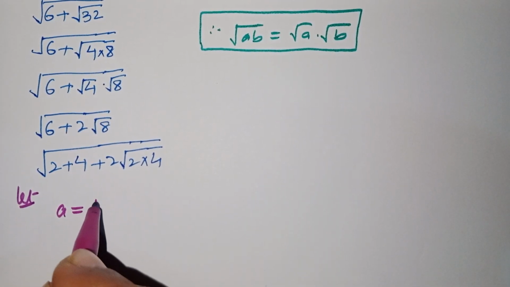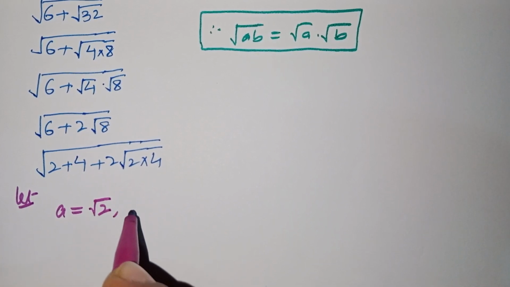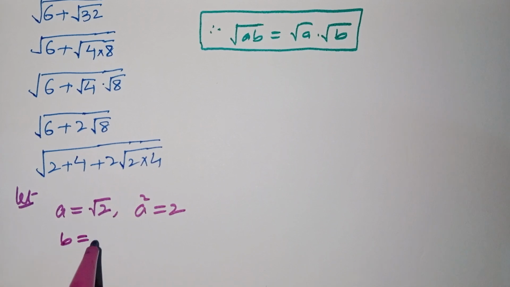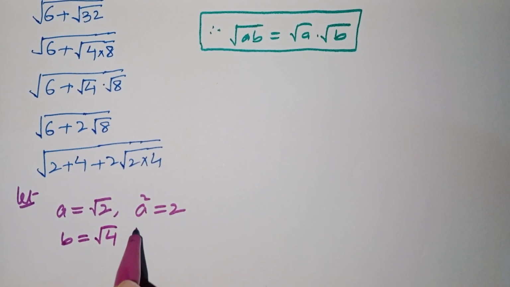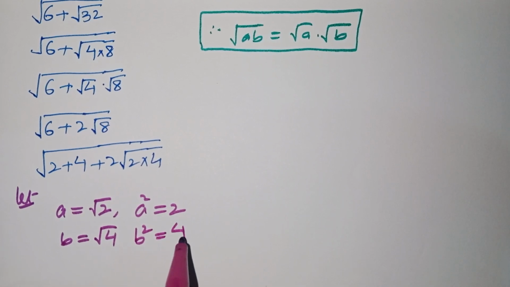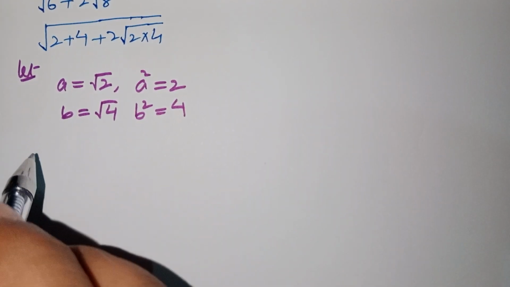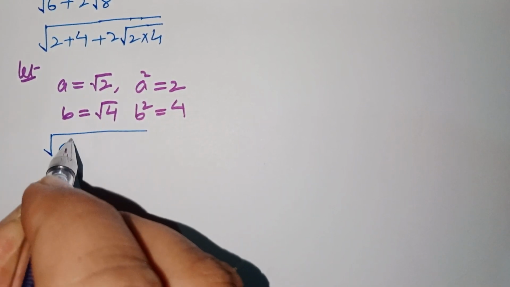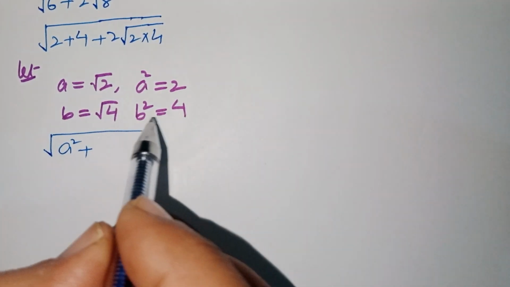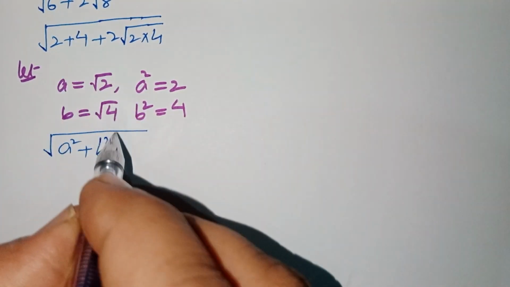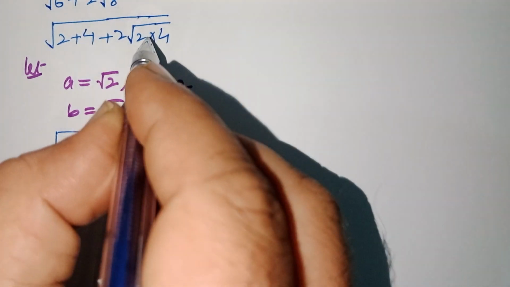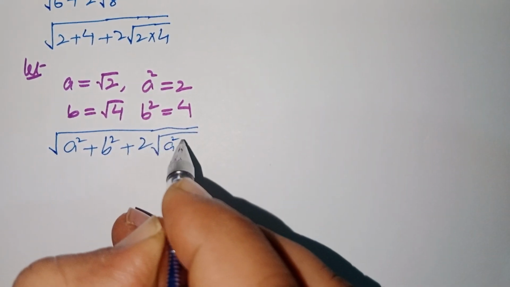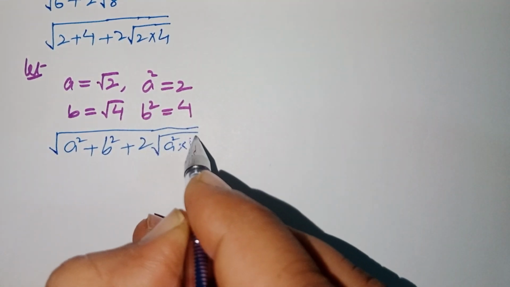Now let's suppose a is equal to the square root of 2. So square of a, a square, is equal to 2. Similarly, b is equal to square root of 4. So square of b, b square, is equal to 4. So now 2 is equal to a square, 4 is equal to b square, plus 2 square root of 2 into 4, which is a square into b square.